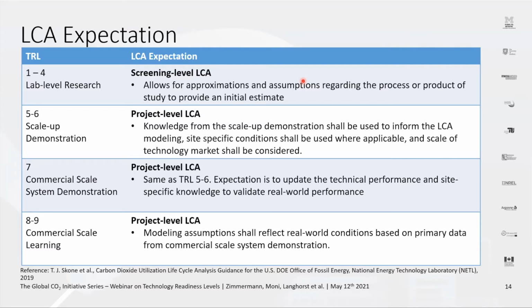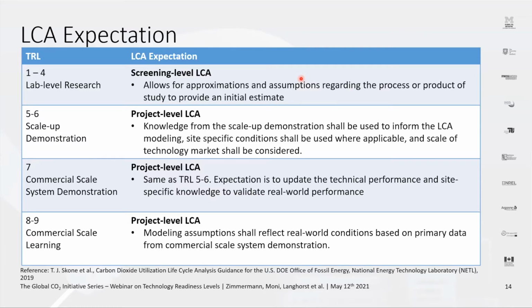When the technology reaches TRL 7, we can also call it project level LCA, but it will be more detailed. So it's similar to TRL 5 or 6, but the expectation will be to update the technical performance as more data is available, and also to include some real world performance criteria, how the technology will perform in the real world environment.